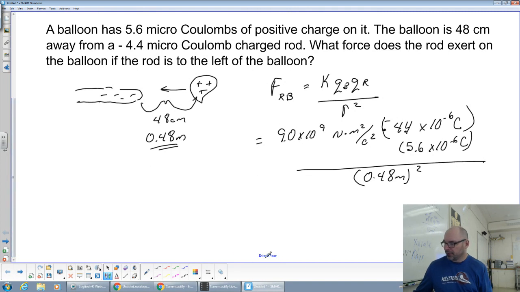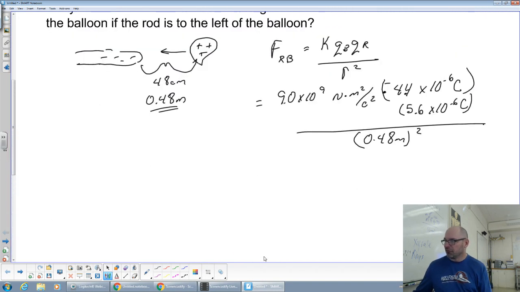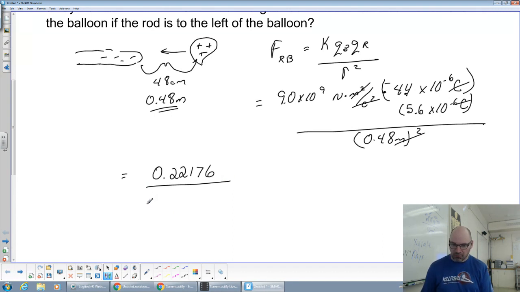So if we're doing the force now towards it, if we multiply all these together on our calculator, we get 0.22176 on top. The coulombs cancel out, and the squared meters cancel out here, and we're going to get over 0.48 squared, which I didn't work out yet. Let me work that one out. So that is 0.2304.